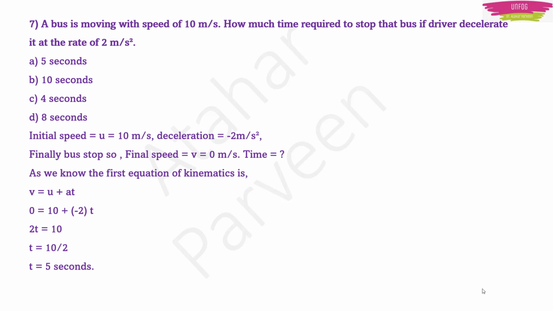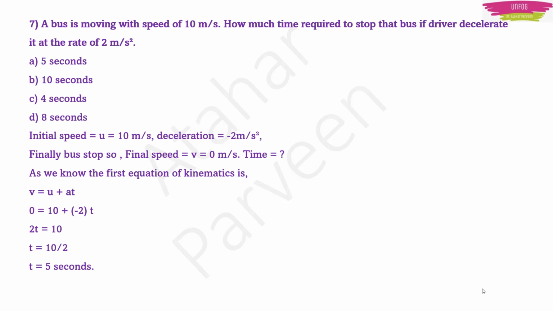First they have given us initial speed, which will be u, that is 10 meter per second. And acceleration is given as 2 meter per second square, but the bus driver is stopping the bus. He is trying to stop the bus, means he is reducing the velocity of the bus. That's why we call it deceleration, and that's why we will put a minus sign for that acceleration, because deceleration is nothing but negative acceleration. Minus 2 meter per second square.